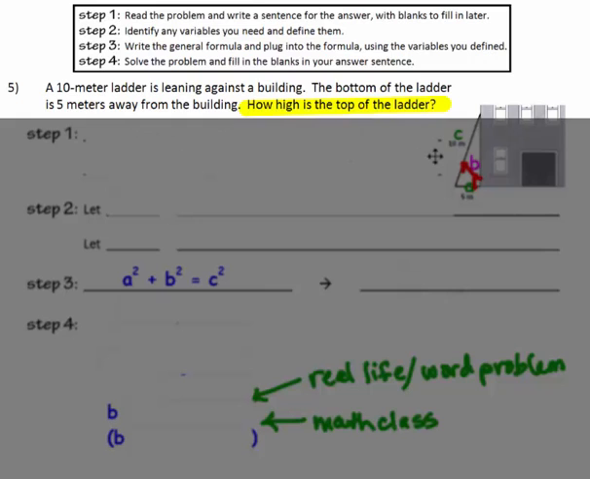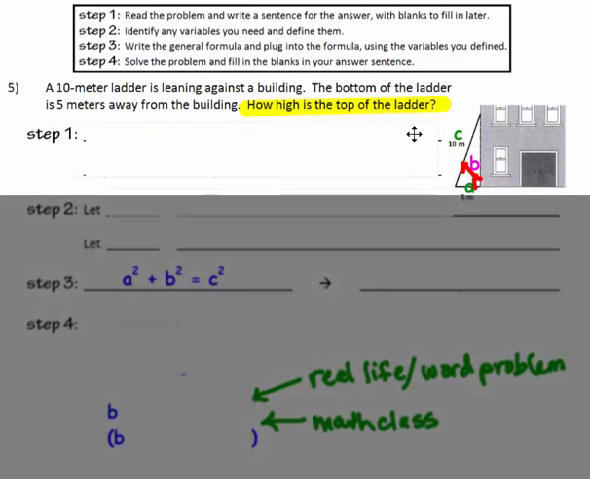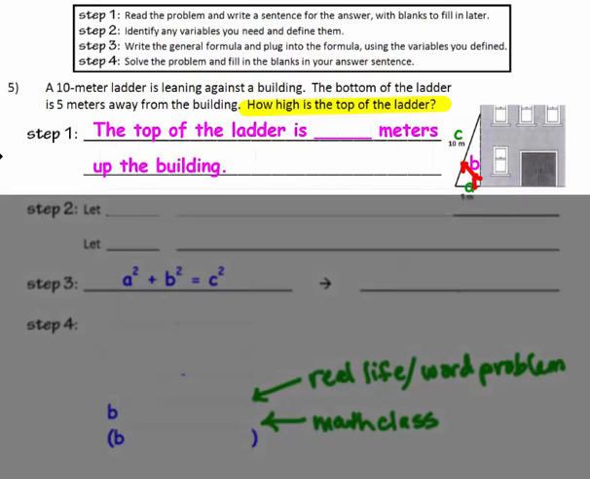So start by writing that in sentence form. Just rearrange the order of the words. The top of the ladder is blank meters up. Okay, we don't know how tall it is. We can leave a blank there. Then, even if you don't know what the answer is, you'll still get a point.